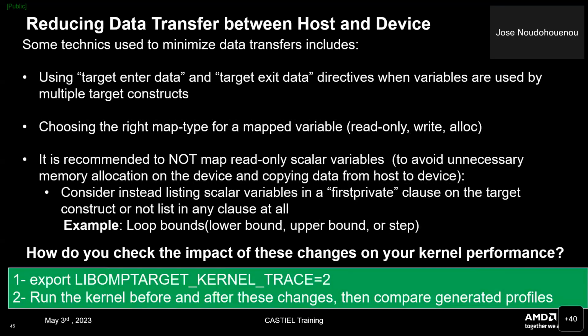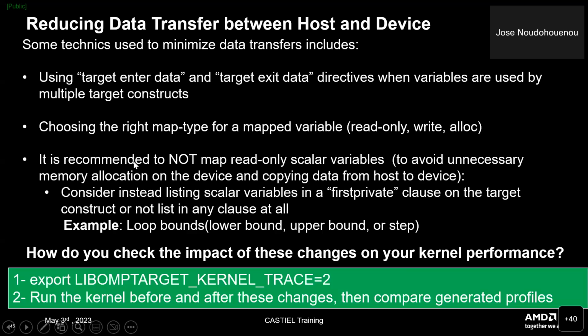Another way to minimize data transfer is, for example, to choose the right map type for a mapped variable: read only, write, or alloc. If it is just allocation, please use allocation, don't use map to. Just write map alloc, for example.